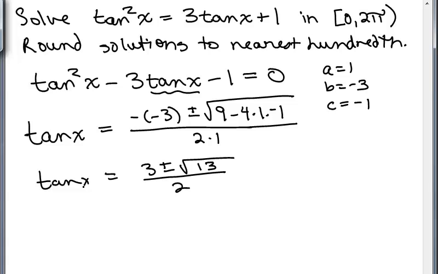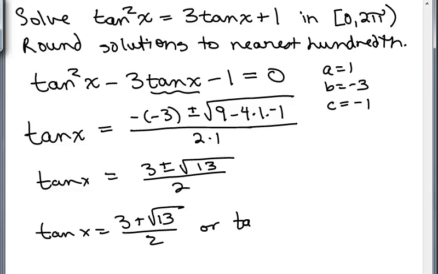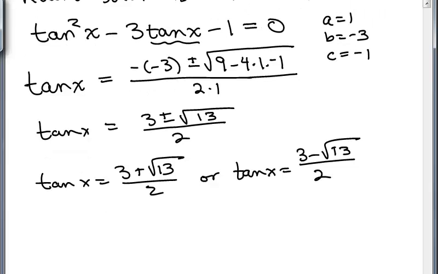So we have two solutions here. It could either be 3 plus the square root of 13 over 2 or 3 minus the square root of 13 over 2. I think I said 3, but I meant 13 over 2. So we're going to have to get our calculator out.